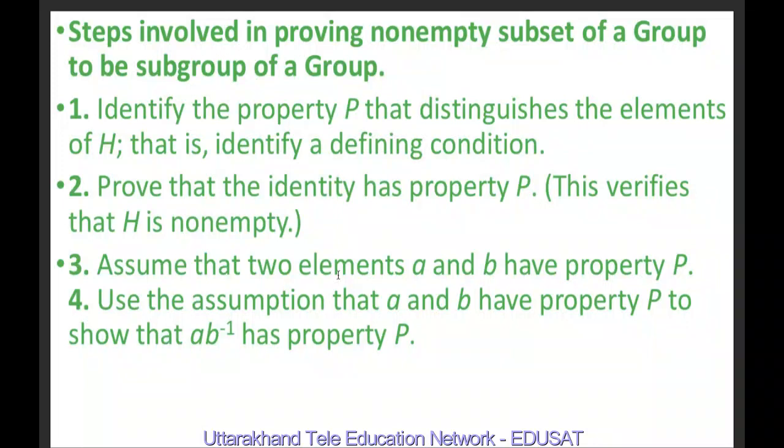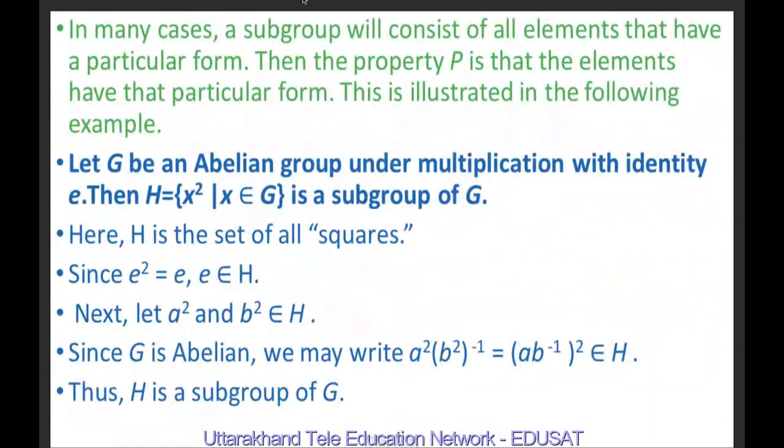So these are the steps involved in proving that a non-empty subset of a group G is a subgroup of G. In many cases, a subgroup will consist of all elements that have a particular form. Then the property P is that of the elements that have that particular form. This is illustrated in the following example.